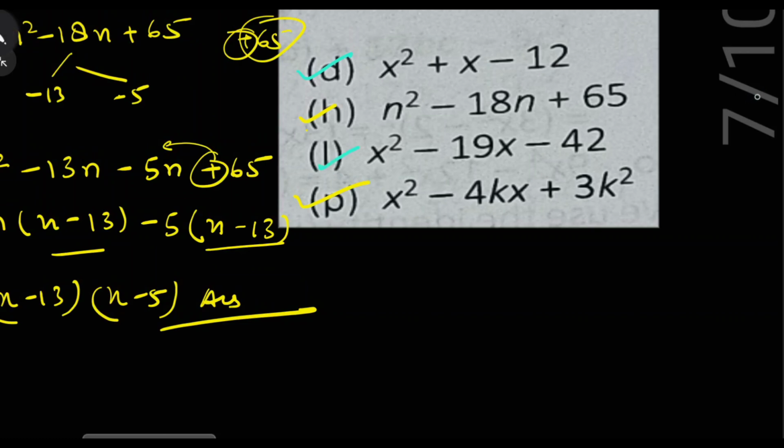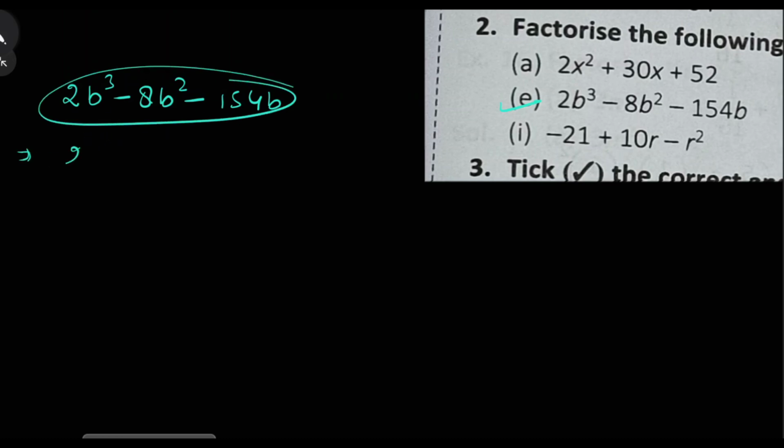Let's move to the next question. Now let us solve question number E here. Our question E is 2b cube minus 8b square minus 154b. So in this expression, let us take the common 2b. So we are left with b square minus 4b minus 77.